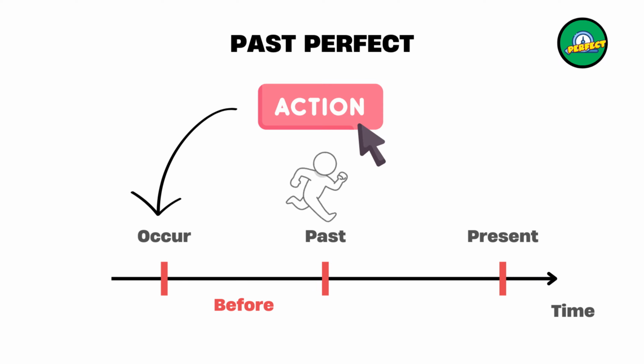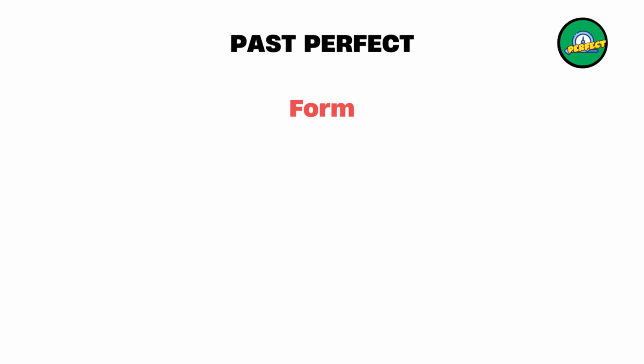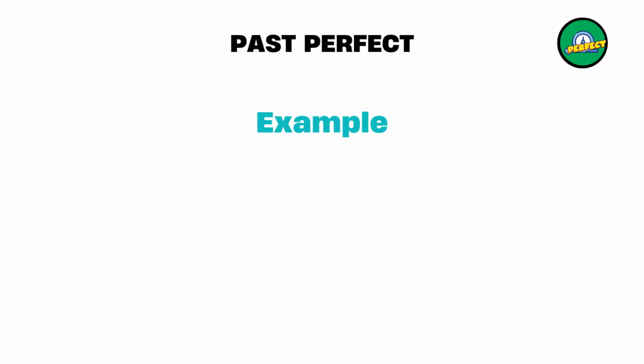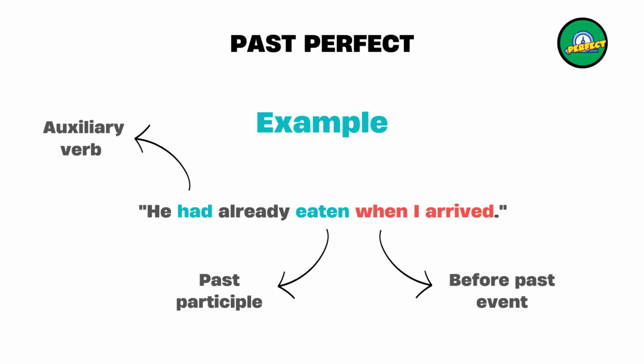Past perfect describes actions that occurred before another action or point in the past. It is formed using the past tense of the auxiliary verb have, had, plus the past participle of the main verb. Example: he had already eaten when I arrived.